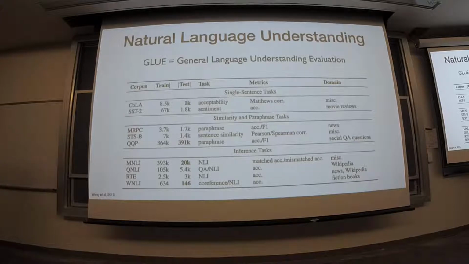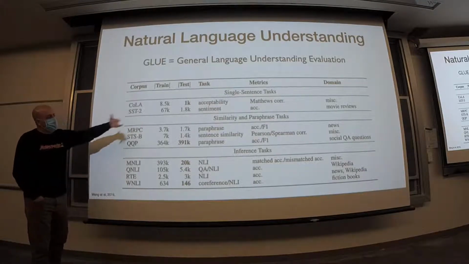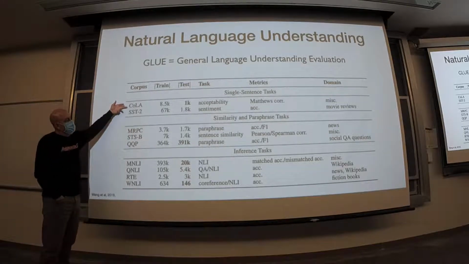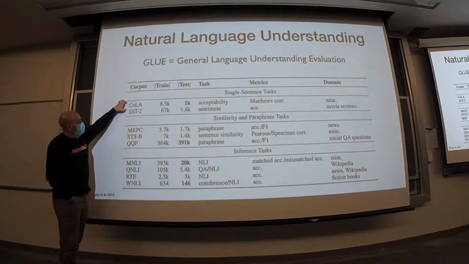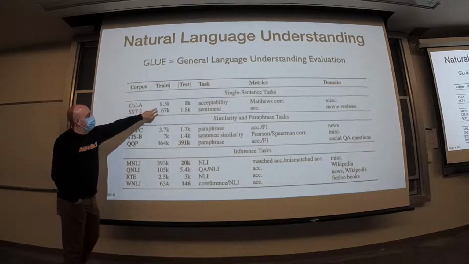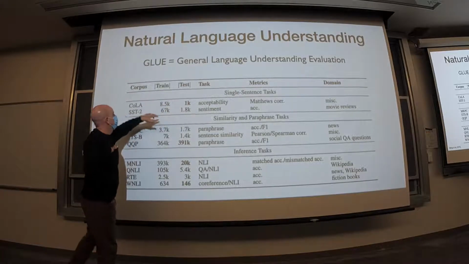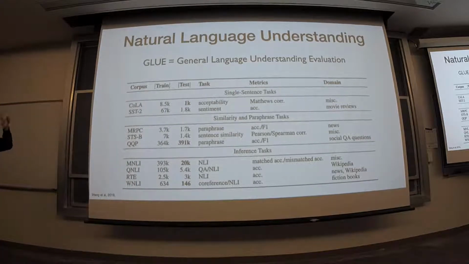This GLUE. And what you have is just a bunch of data sets and tasks on those data sets. So you have this CoLA data set. It says the task is acceptability. It's a large data set, about 10,000 examples in it, showing you the split of train and test. But it's basically examples of: is this a grammatically correct sentence or not? That's what acceptability is. So like a binary classification, yes or no.